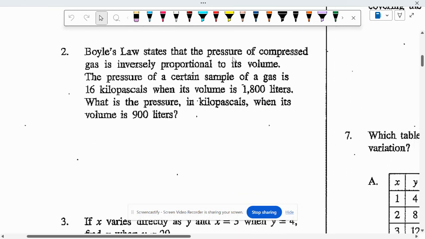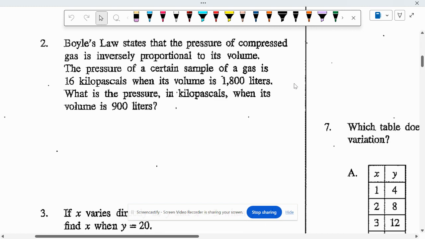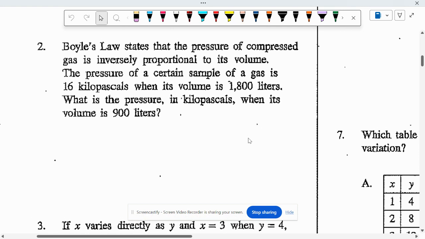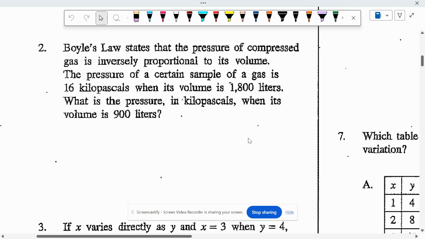So I'm going to do number 2 with you. Boyle's law states that the pressure of compressed gas is inversely proportional. So this varies what, Andres? Number 2. What does it say? It varies what? Well, I just read it.